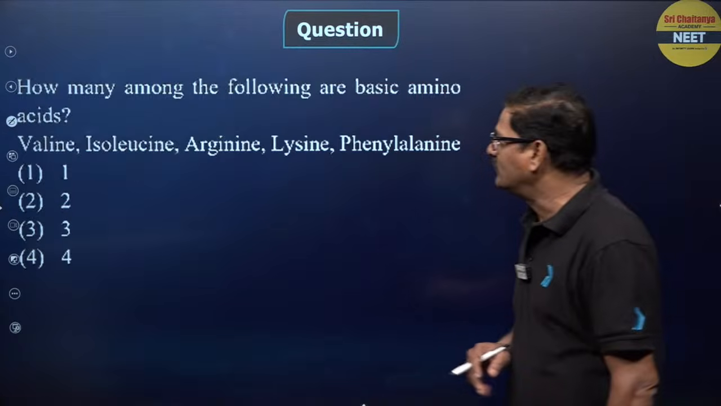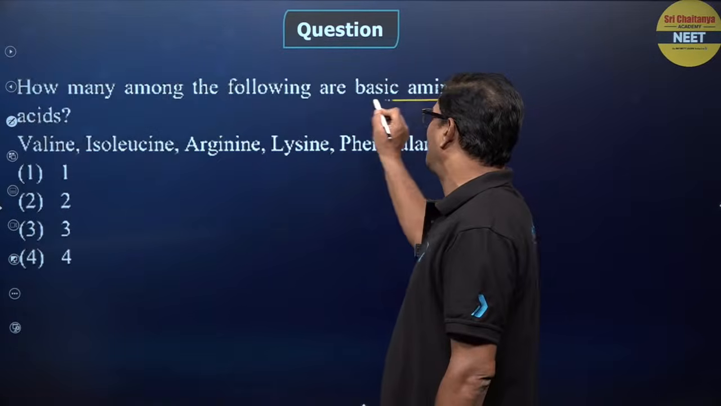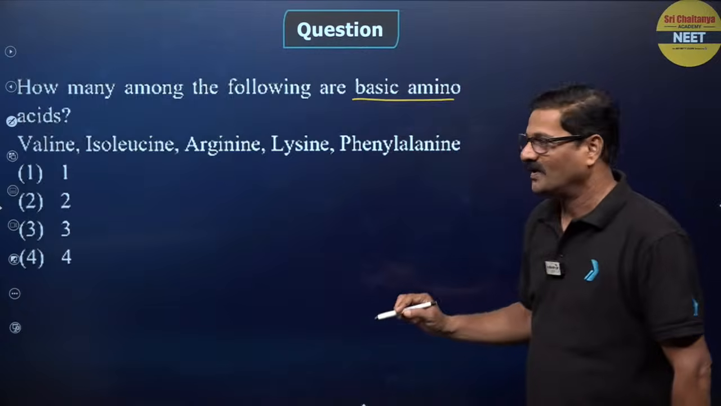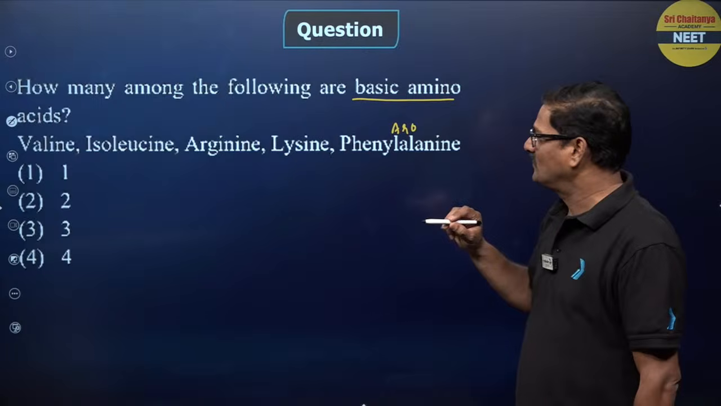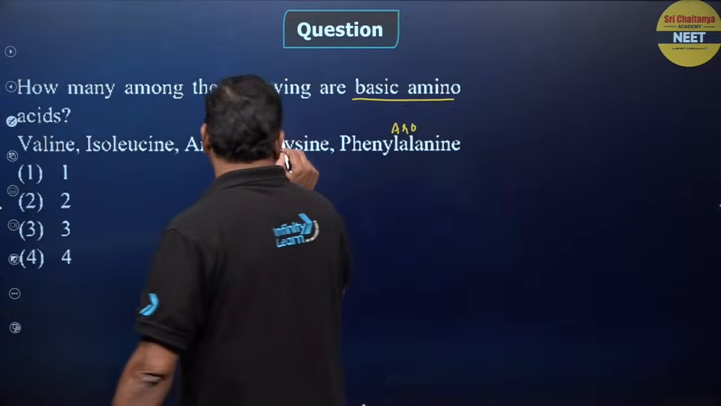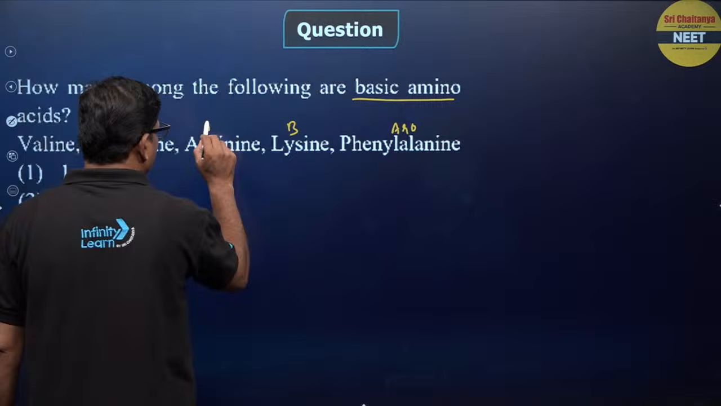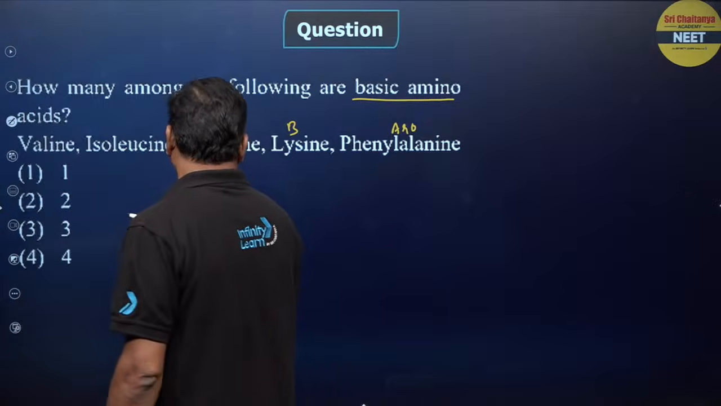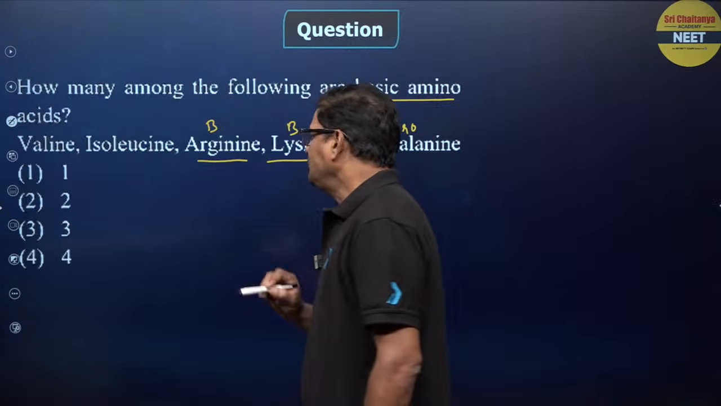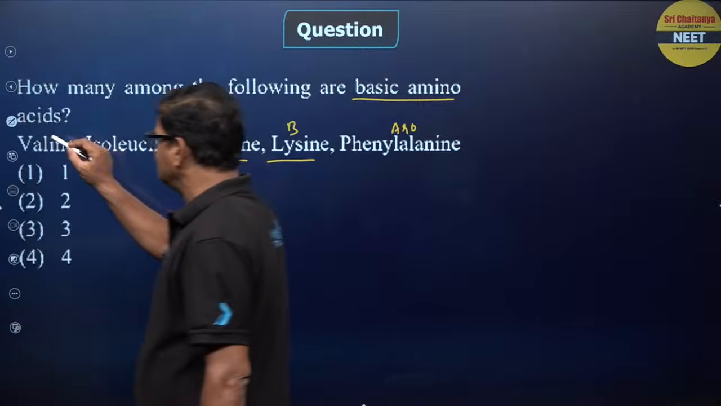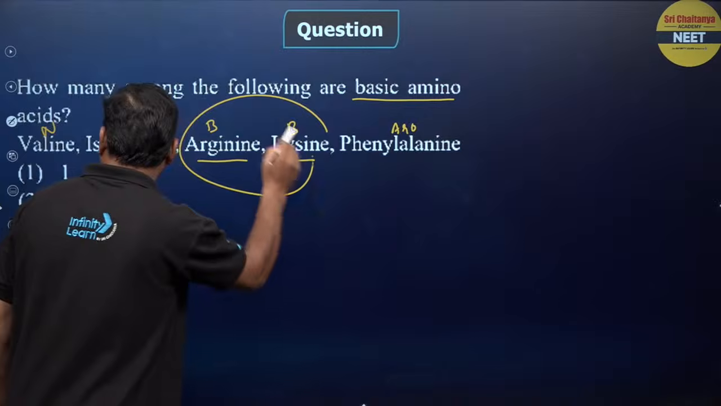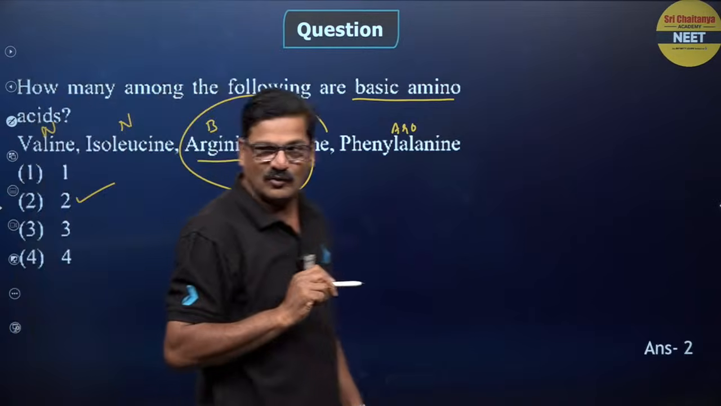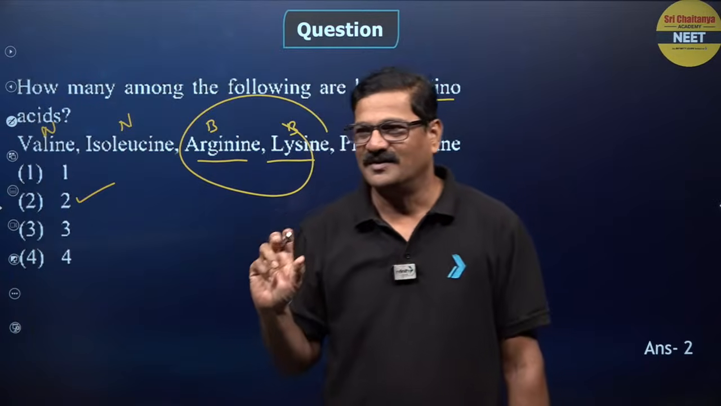Now one more question here. How many of the following are basic amino acids? Phenylalanine, it is an aromatic amino acid. Lysine is a basic amino acid. Arginine is a basic amino acid, valine is a neutral amino acid, and isoleucine is a neutral amino acid. I could get only 2 over here. What do you say?